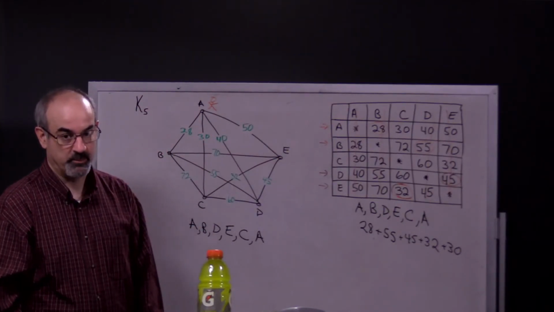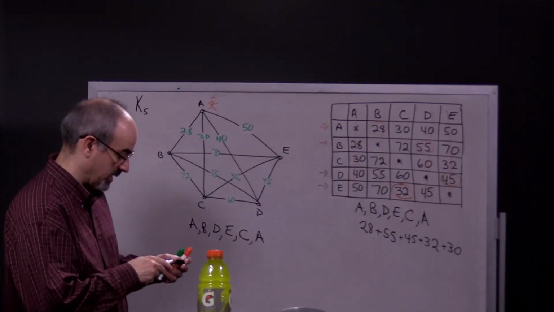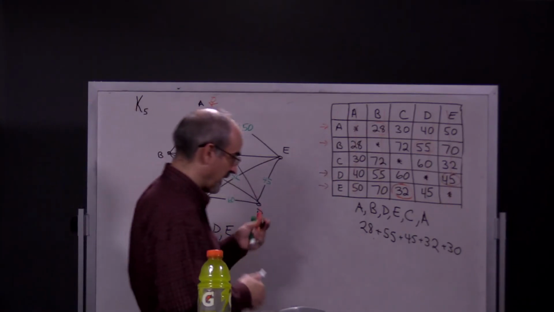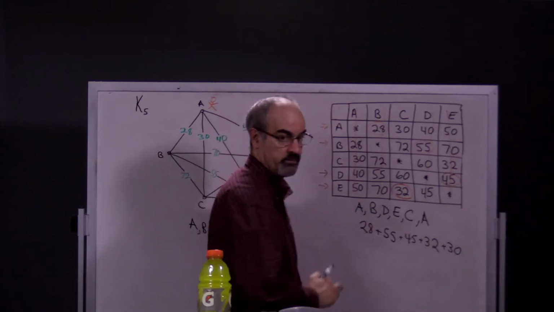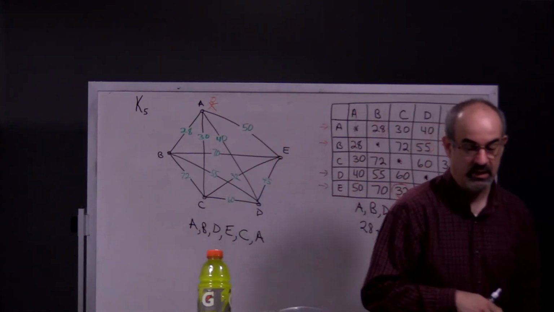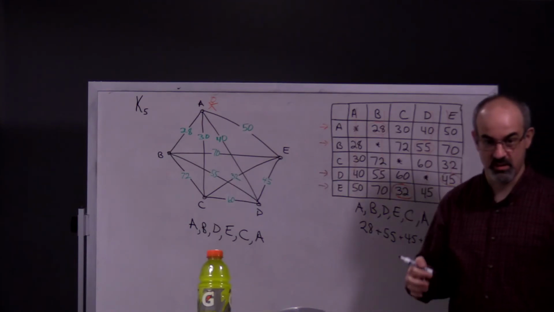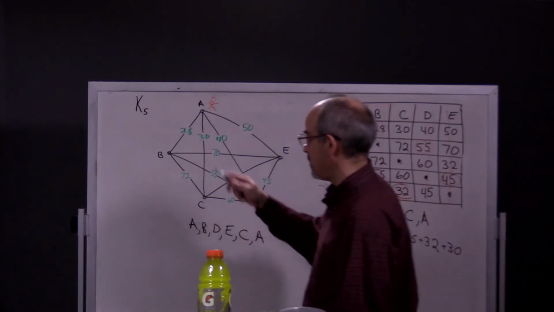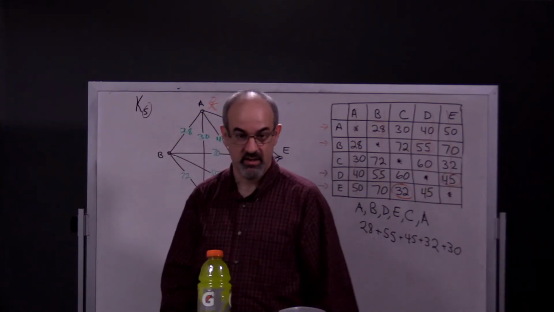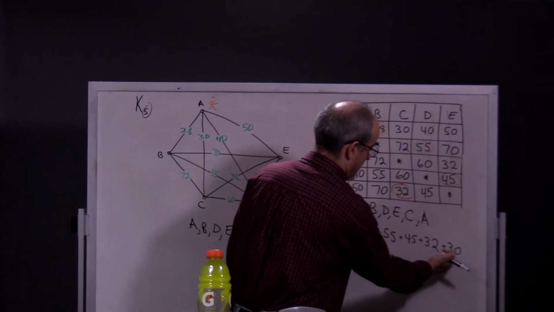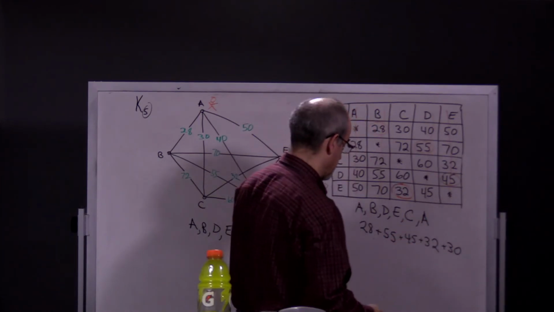Notice, and this is a mistake a lot of people make, if you're doing K5, guess how many numbers you should have down here? 5. And if you're in K6, you should have 6. K4, you should have 4. There's a pattern there. You should have this many numbers to add together. A lot of people forget to add this one on. They forget you have to go back to the beginning.